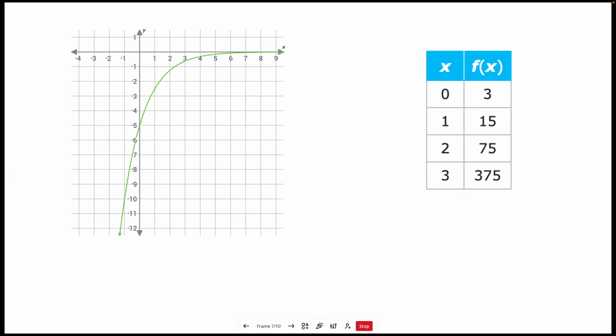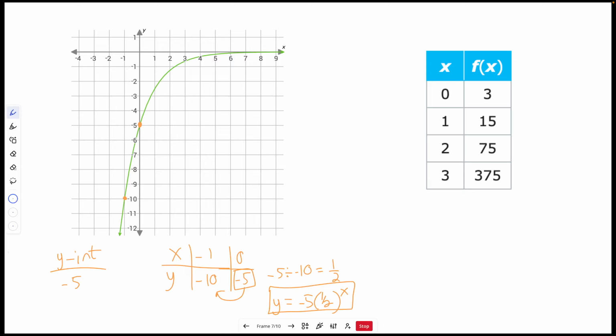Okay, now that you've had time to work these problems, let's check your solutions. For the first problem, here is the work. You should have gotten y equals -5(1/2)^x. Remember, the number at the beginning of the parentheses is the y-intercept, so I got that from here. And then the growth or decay rate comes from dividing from my table, and so that's where I got the 1/2.